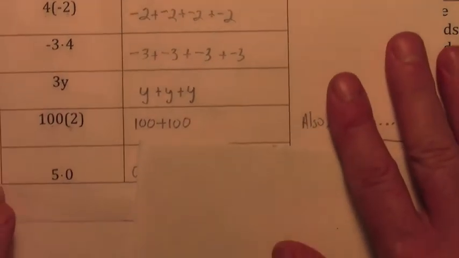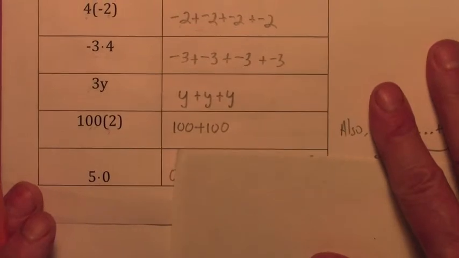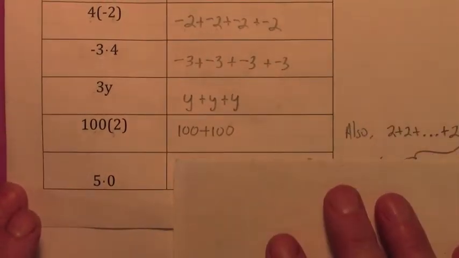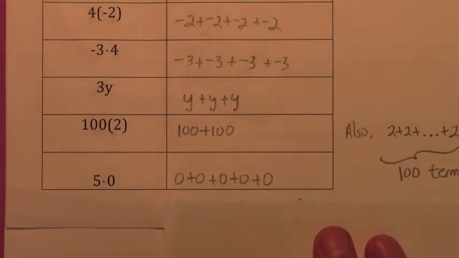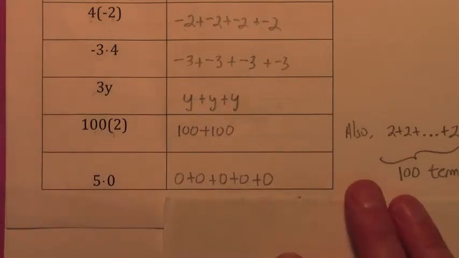Okay. How about 5 times 0? How would you write that, that's product form, how would you write that in additive form? In additive form, it would be 0 plus 0 plus 0 plus 0 plus 0. That tells you why anything times 0 is 0, right? Any number times 0 will always be 0 because you're adding 0 to itself over and over again.